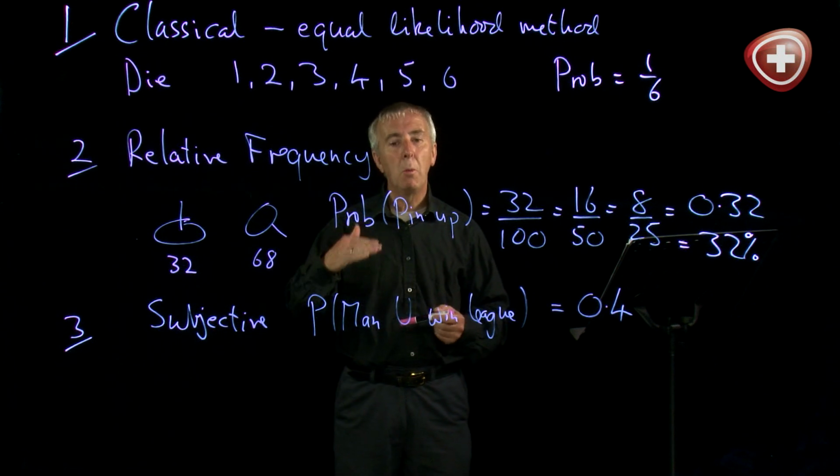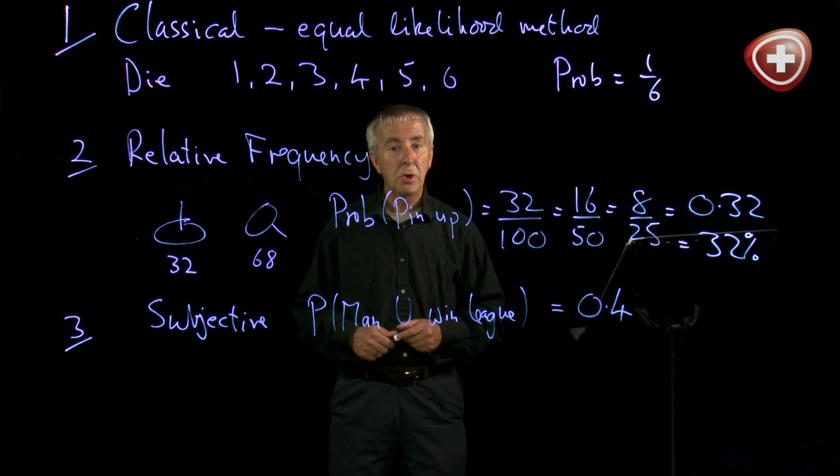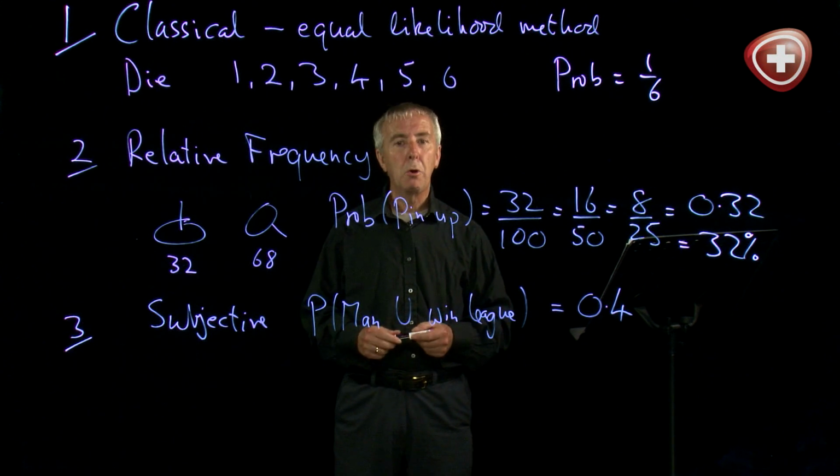So those are the three different ways that we can define or measure probability. And next time we go on to look at how we can combine them for more complicated events.